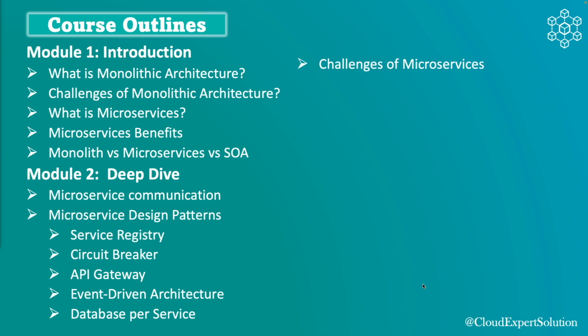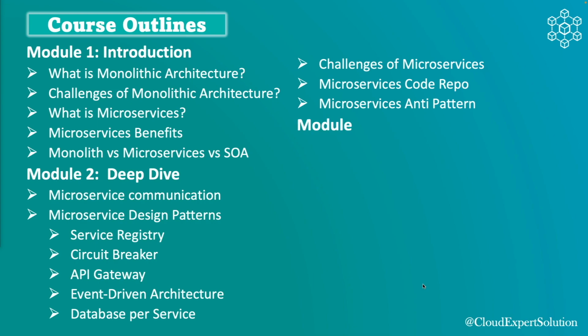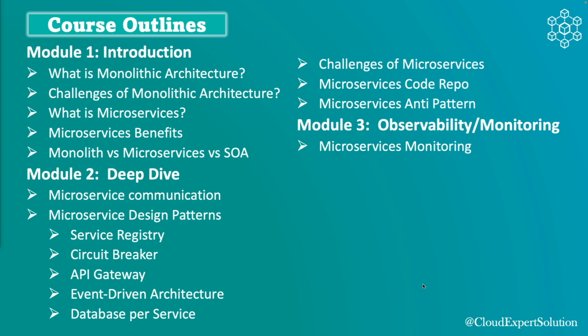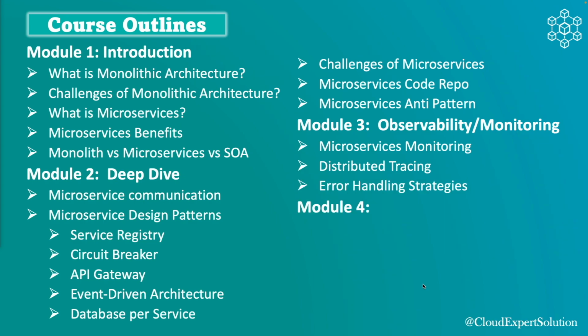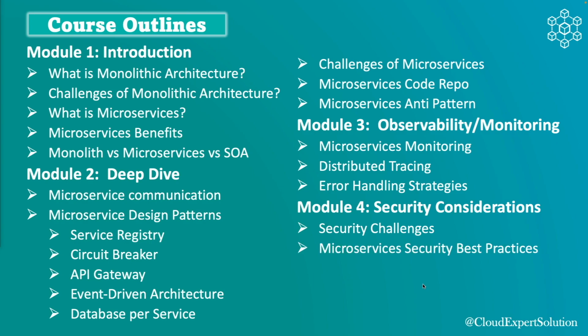Then we'll review challenges of microservices, followed by microservices code repository, then microservices antipatterns. We'll navigate to module 3 and we'll review observability and monitoring aspects. We'll start with microservice monitoring, then distributed tracing, then error handling strategies, and then we'll navigate to module 4 where we'll concentrate on security considerations. We'll start with security challenges for microservices, then microservice security best practices.